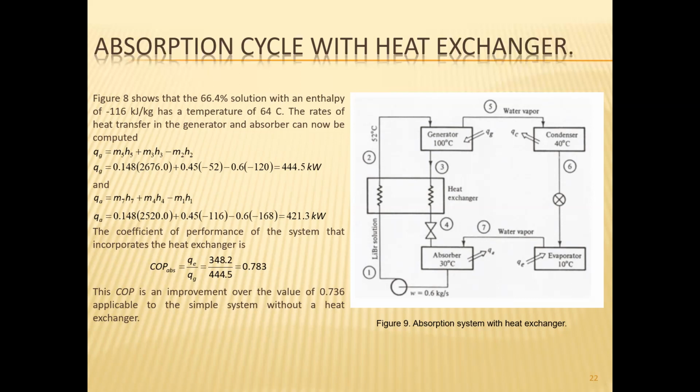And QA is equal to M7 H7 plus M4 H4 minus M1 H1. So QA is equal to 0.148 times 2520 plus 0.45 times negative 116 minus 0.6 times negative 168, which is 348.2 kilowatts. Now, the coefficient of performance of the system that incorporates the heat exchanger, COP abs, is QA over QG, which is 348.2 over 444.5, or 0.783.